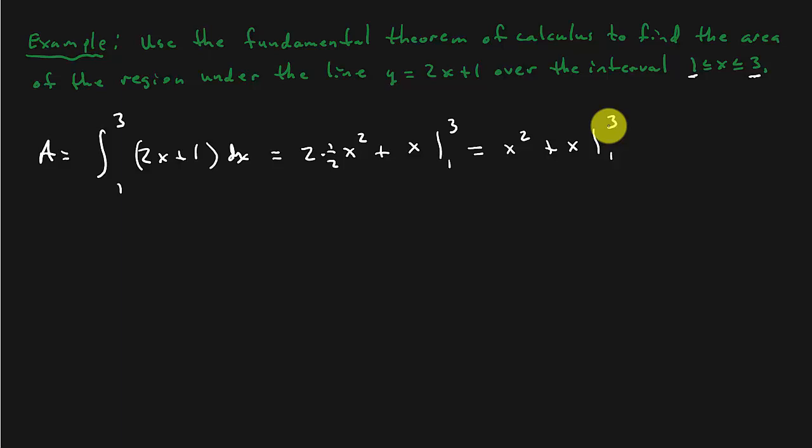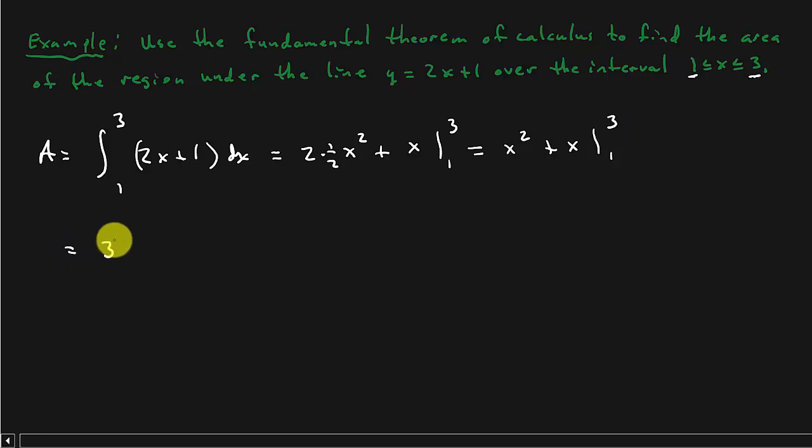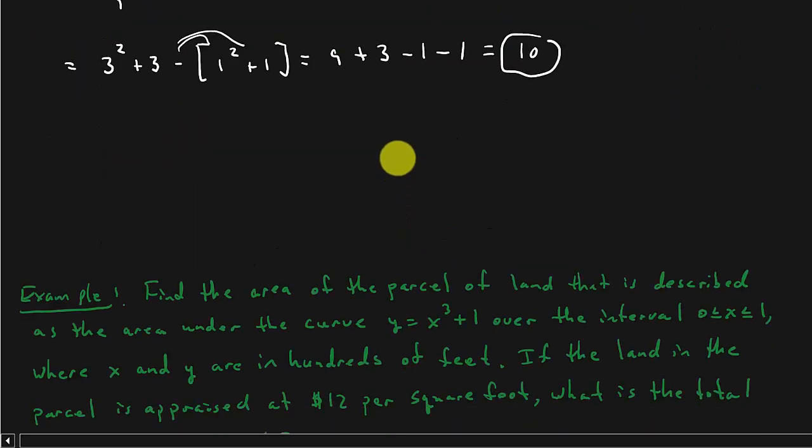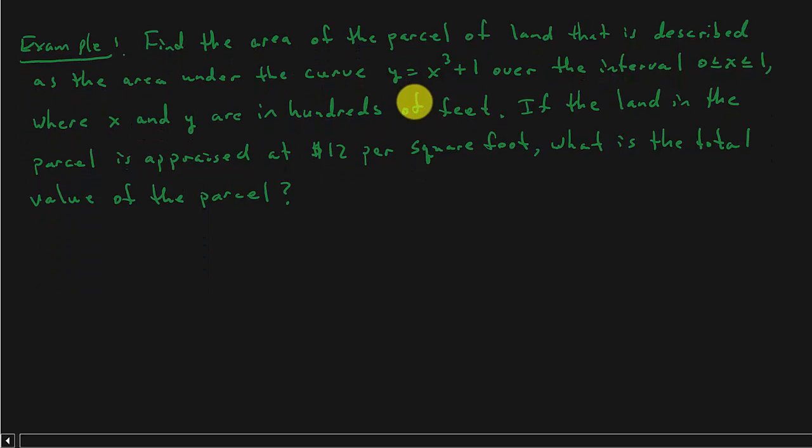And so we are going to get 3 squared plus 3 minus 1 squared plus 1. And that's 9 plus 3 minus 1 minus 1. And that is going to give us 10 as an answer. See, I just went ahead, 1 squared is 1, and that's 1. I distributed the negative. That's why I've got the minus and the minus. So you can see it's pretty easy. This problem's easier than the ones we've been working. They put it in a word problem.